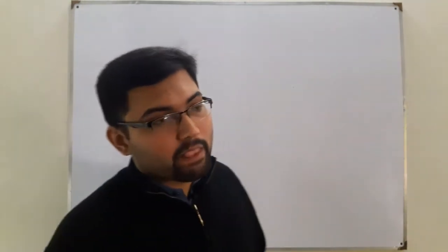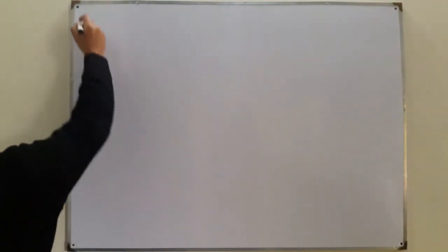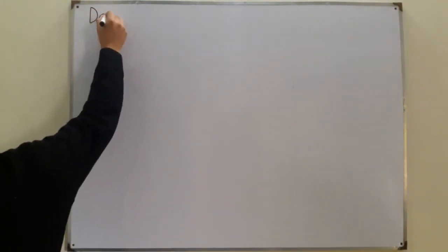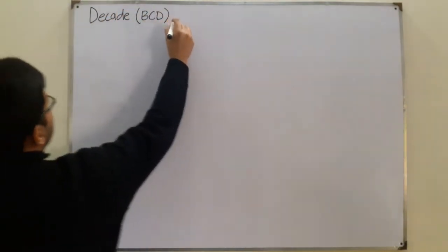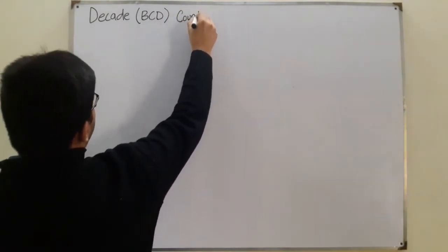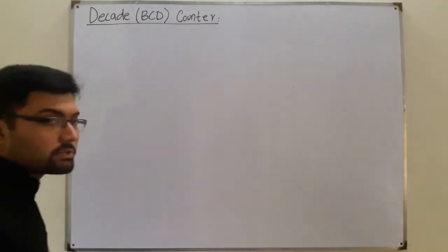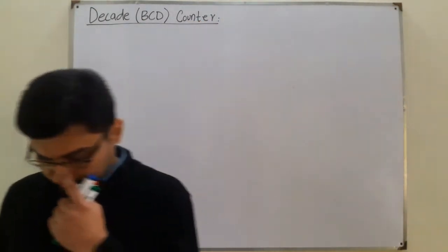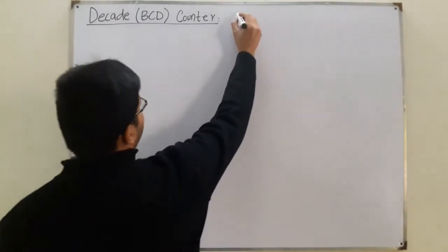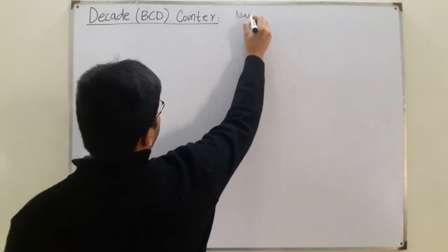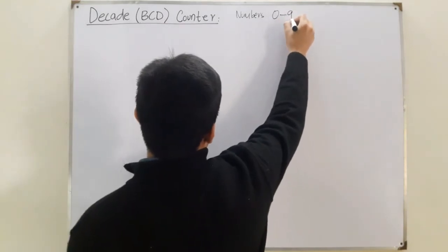Salaar Khan here. And today we see the BCD counter. This is also called a decade counter. So we see the decade, also the BCD. You know what the BCD is. BCD is the binary coded decimal. And you also know what the binary coded decimal is. In this we represent the numbers from 0 to 9.